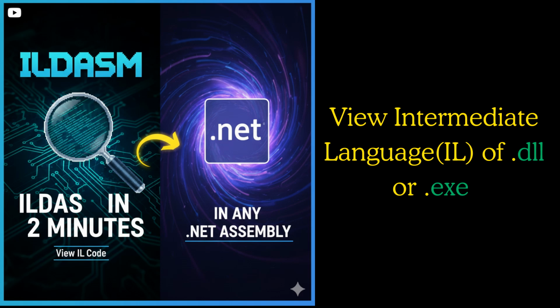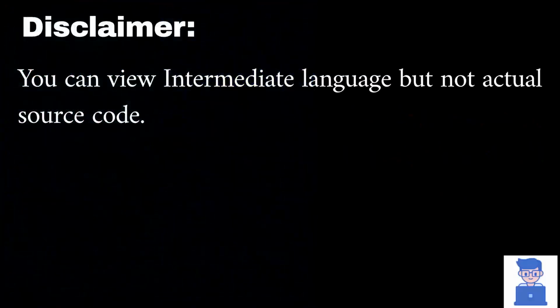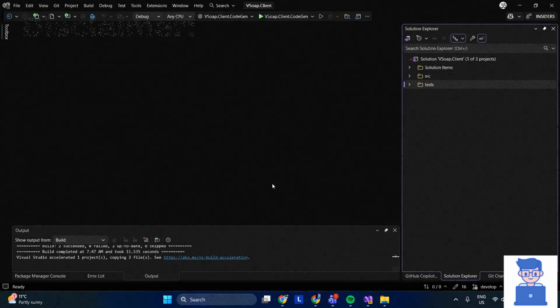In this video I will show you how to use Disassembler, aka Ildasm, to view intermediate language code inside DLL or EXE files. Disclaimer: you can view the intermediate language, but not the actual source code, when using the Ildasm tool.